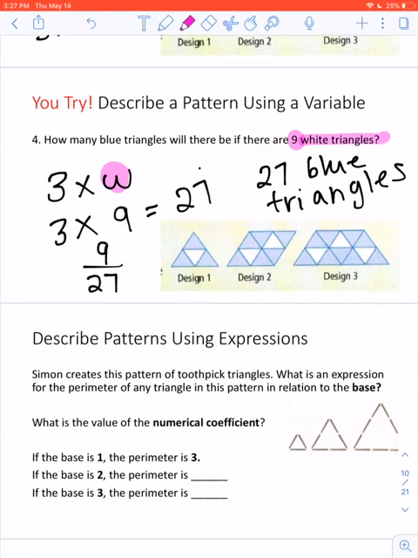If the base is 1, the perimeter, that means total, is 3. So here the base is actually 2. What's the perimeter? We have to count all of them. So 2, 4, 6. This one got cut off a little bit. The base is 3 here. The perimeter is 1, 2, 3, 4, 5, 6, 7, 8, 9. Okay, so that's just describing the pattern. And now we'll go on to the next part.